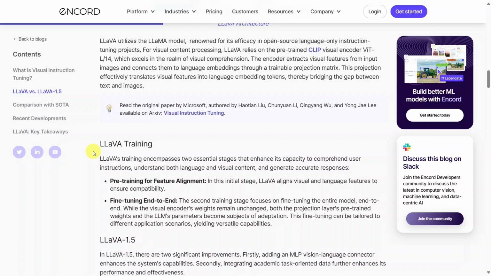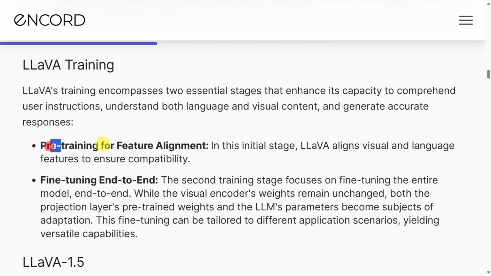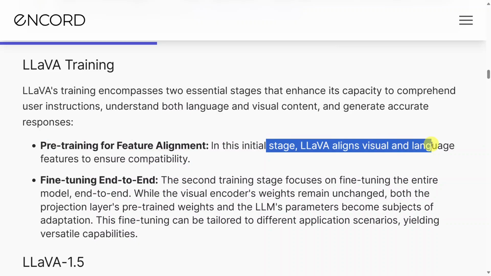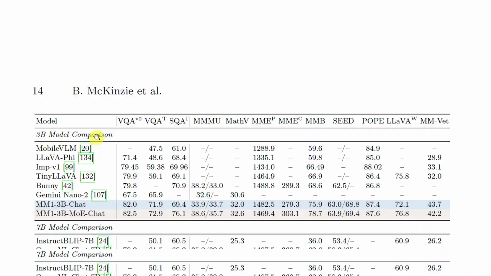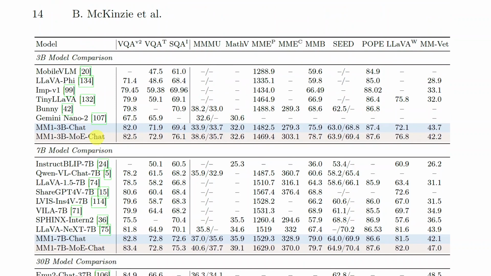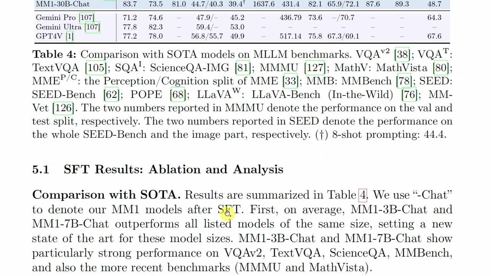So we can understand how LLaVA training is done based on this blog post. Link is in the description. LLaVA training encompasses two essential stages that enhance its capacity to comprehend both language and visual. Pre-training is done for visual alignment. In the initial stage, LLaVA aligns visual and language to ensure compatibility, and fine-tuning end-to-end is done. Based on the SFT results, they got all these values in which the chat or the fine-tuned models were showing good performance. So that's the overall of the paper.